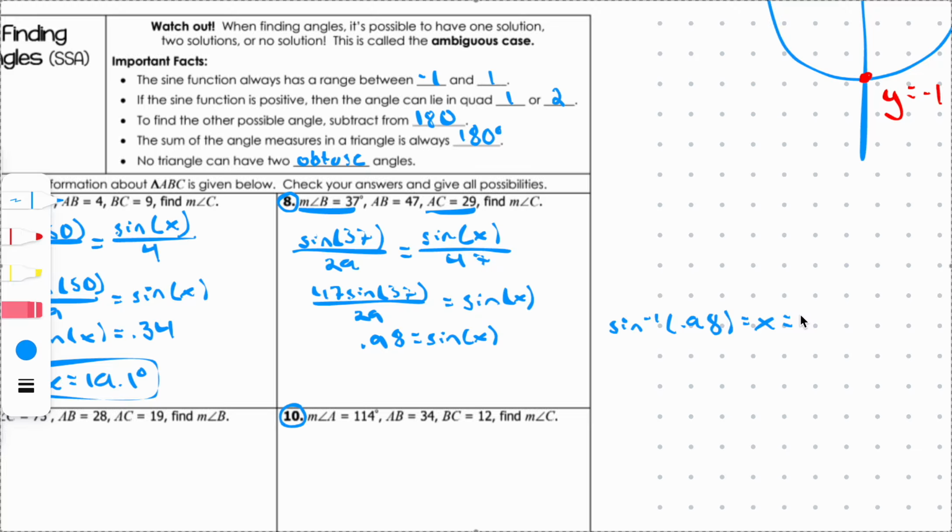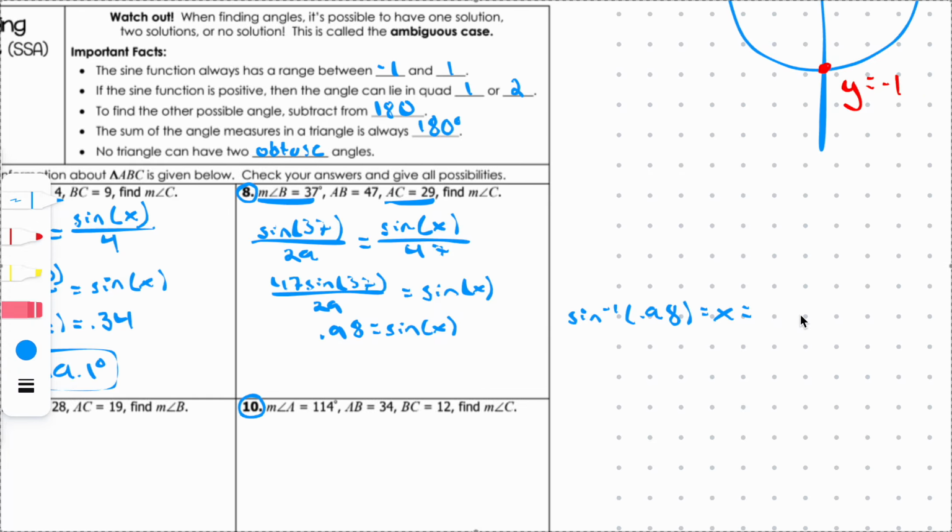So when I evaluate that on my calculator, I end up getting 77.3-ish. 77.3 degrees. And then we also want to subtract that from 180. So 180 minus that would give us 102.7.